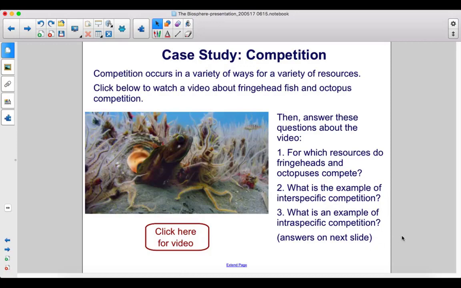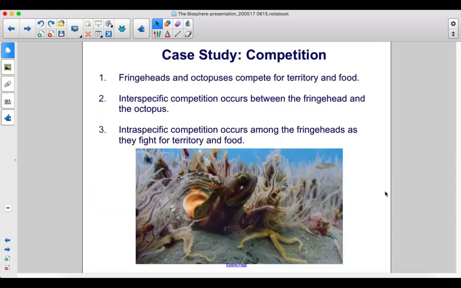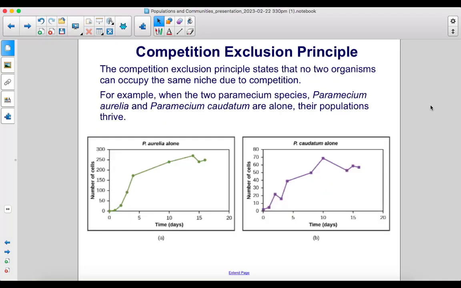Answers on next slide. Fringeheads and octopuses compete for territory and food. Interspecific competition occurs between the fringehead and the octopus. Intraspecific competition occurs among the fringeheads as they fight for territory and food. The competitive exclusion principle states that no 2 organisms can occupy the same niche due to competition.